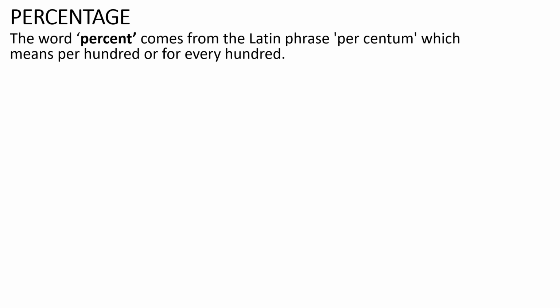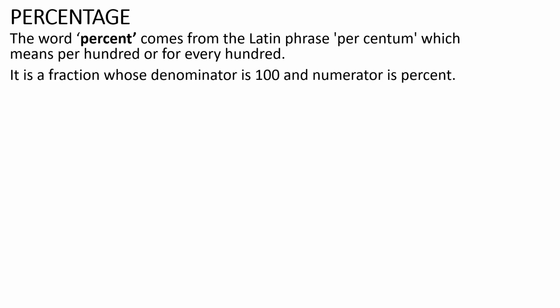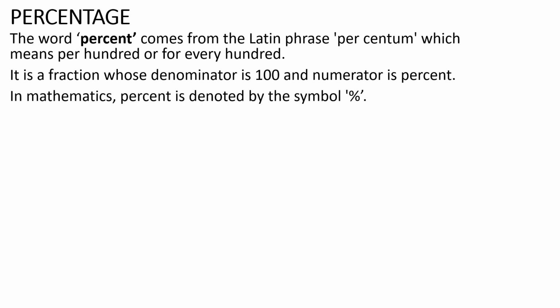The word percentage, percent, comes from the Latin phrase per centum, which means per hundred or for every hundred. It is a fraction whose denominator is 100 and numerator is the given value of the percent. In mathematics, a percent is denoted by the symbol %. For example, we write it as 40%, or in the form of fraction, we write it as 40 by 100.